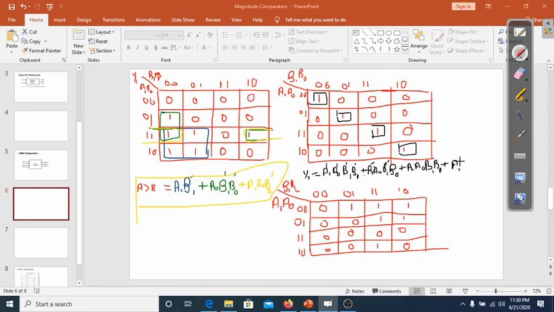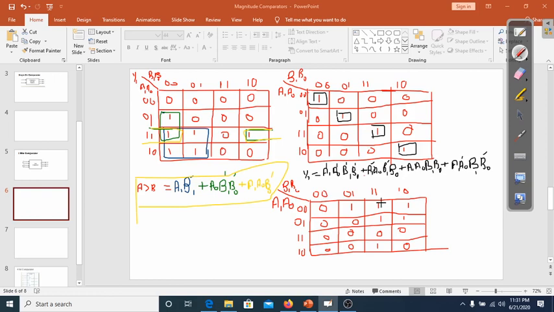A1, A naught, B1 and B naught. So here A naught has prime and B naught has prime. So this is the expression when A is equal to B.